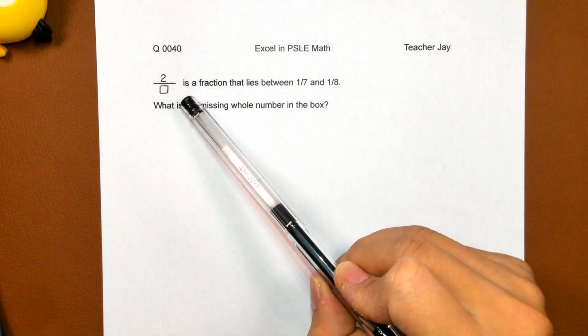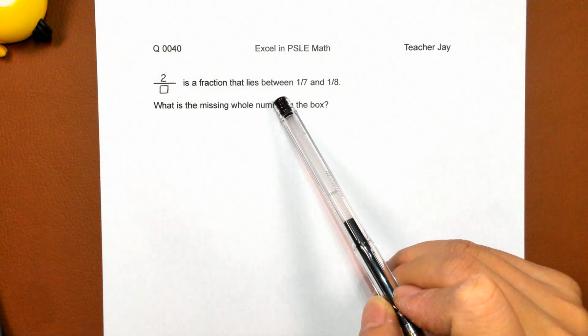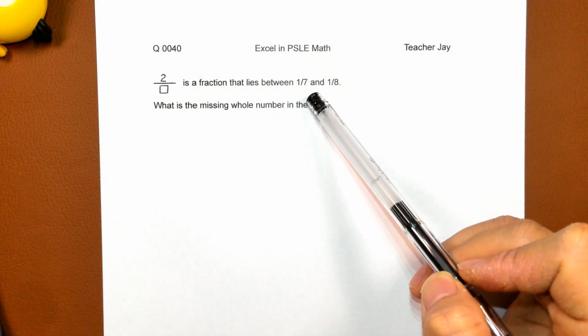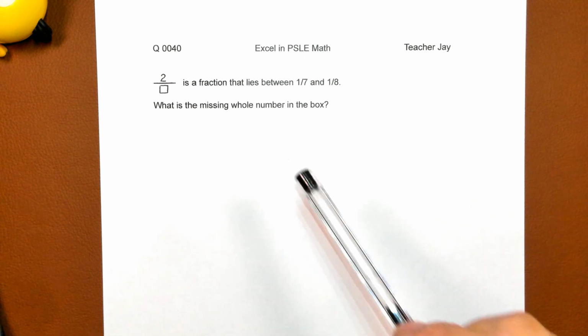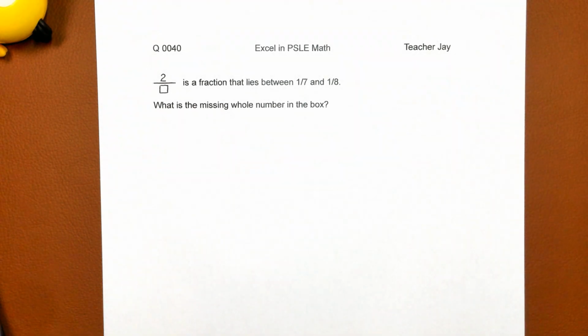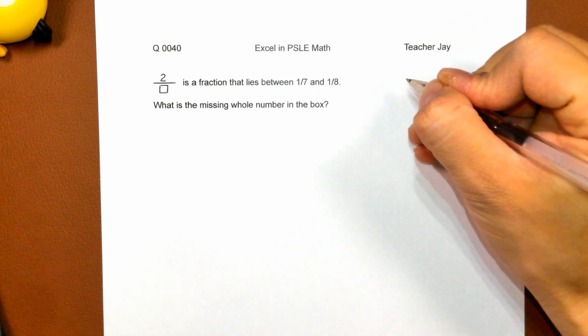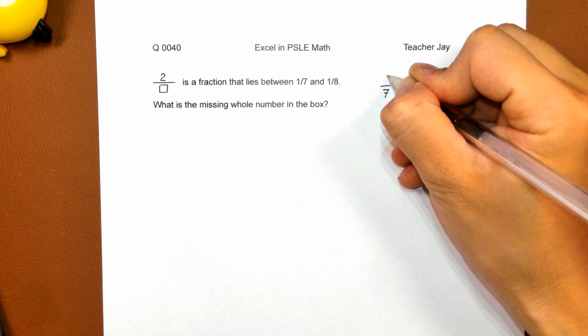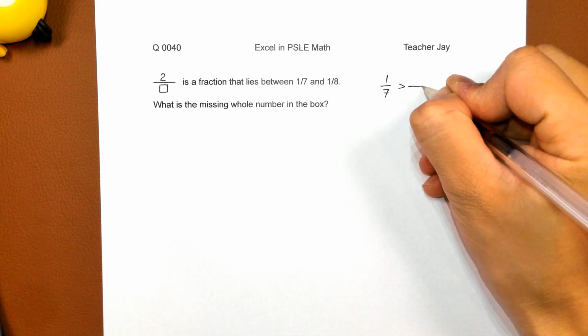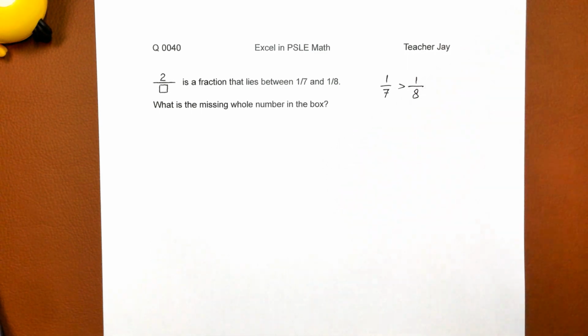2 over something is a fraction that lies between 1/7 and 1/8. What's the missing whole number, here, in the box? Alright, first we need to know that 1/7 is greater than 1/8. And the fraction lies between these two fractions.